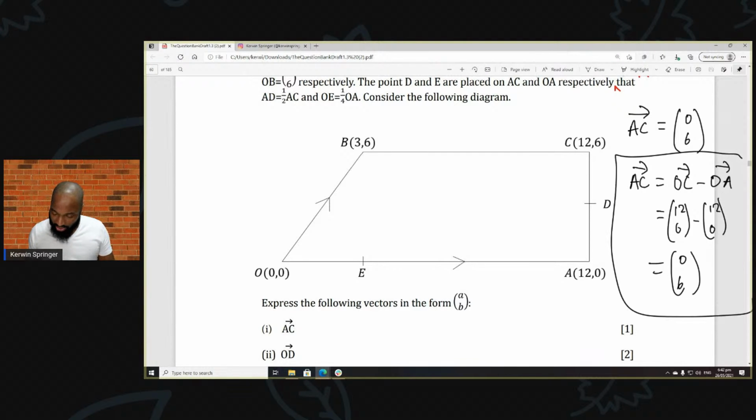This is the triangle law. You can look up my video on vectors, triangle law. So you can do that working as well. Well done, Dinell. So Dinell has it.